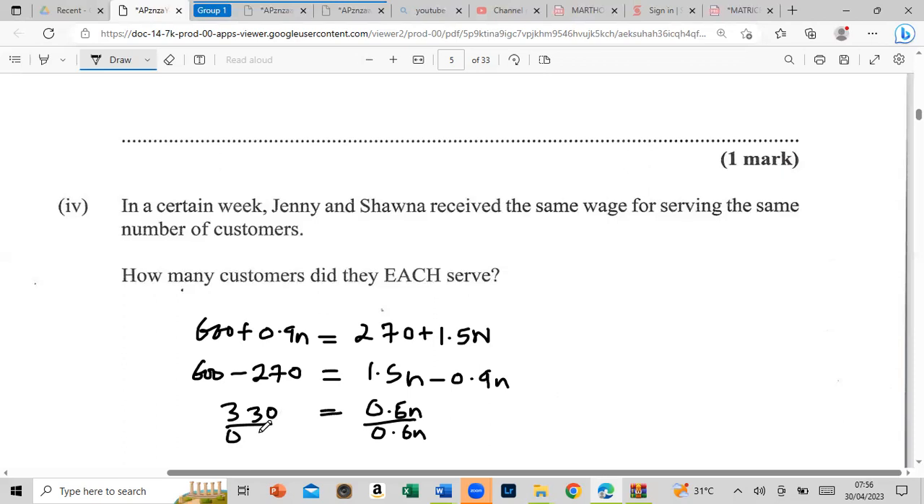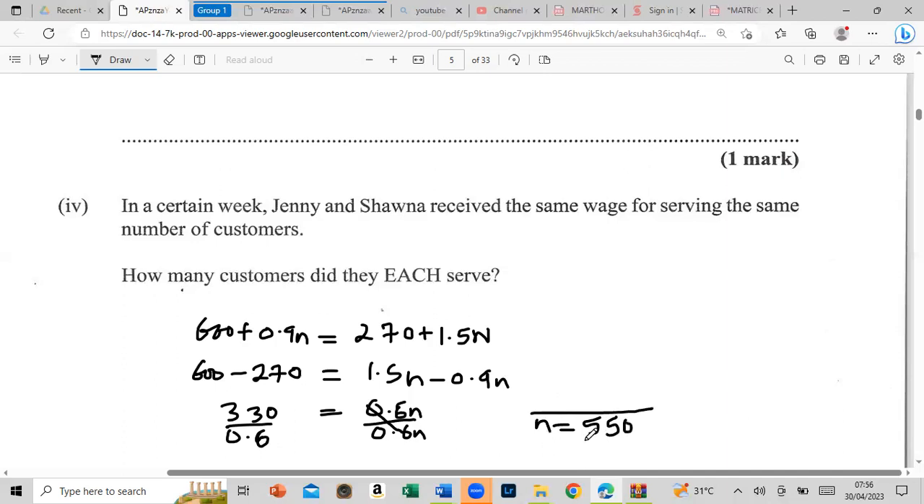Let me use the calculator now, guys. 330 divided by 0.6. All right, so n should be equal to 550. So the number of customers that each person served is 550.